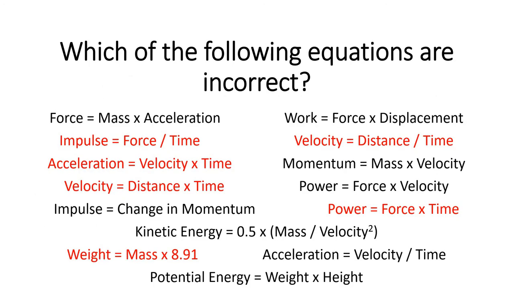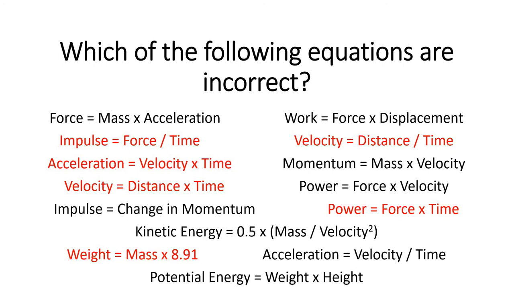Impulse is not force divided by time. Of course it isn't. It's force multiplied by time. Acceleration obviously isn't going to be velocity multiplied by time. Acceleration, as is written in the bottom right hand corner there, is velocity divided by time. Velocity is not distance multiplied by time. It's displacement divided by time. Weight is your mass multiplied by the acceleration of gravity, which is 9.81, not 8.91. Bit of a tricky one, that.